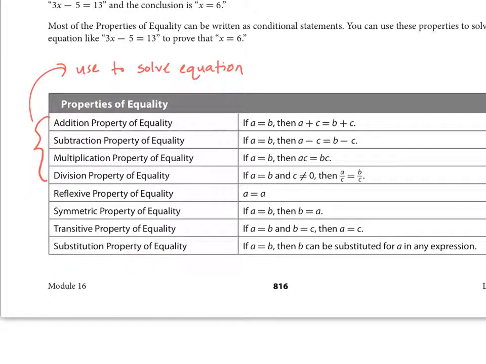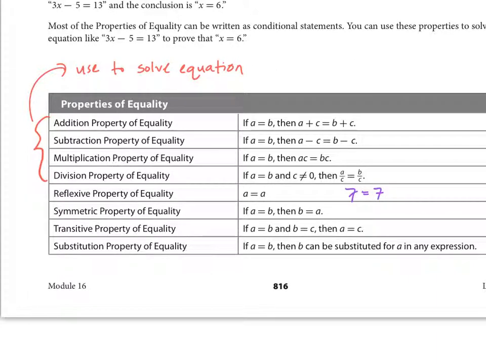So we use the first four a lot. Reflexive, symmetric, and transitive properties. These might seem a little obvious, but they're necessary for us to start writing proofs. So reflexive, I'm just going to write some examples off to the side, just so you can see how they're being used. So if we say like the number 7 equals 7, right?